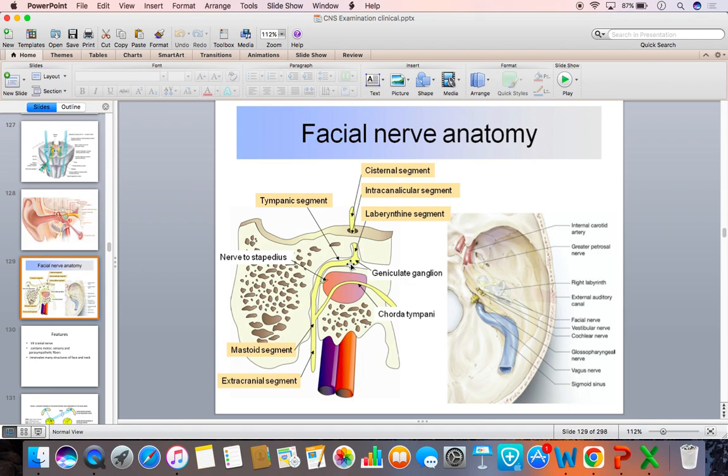And you have got the extracranial segment after its exit from the stylomastoid foramen. You have got to remember the anatomy of the facial nerve in order to understand the clinical features, which we are going to discuss in course of time.